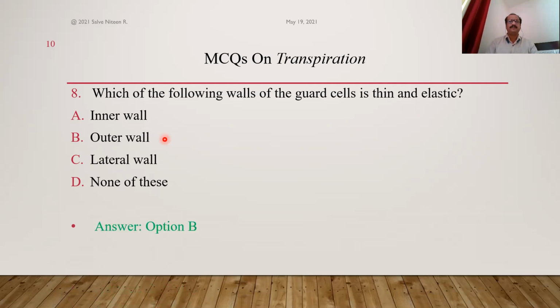And this difference in wall thickness plays a major role in the mechanism of opening and closing of stomata. So here the answer is outer wall. The outer wall is thin and elastic. The inner wall is thick and non-elastic.